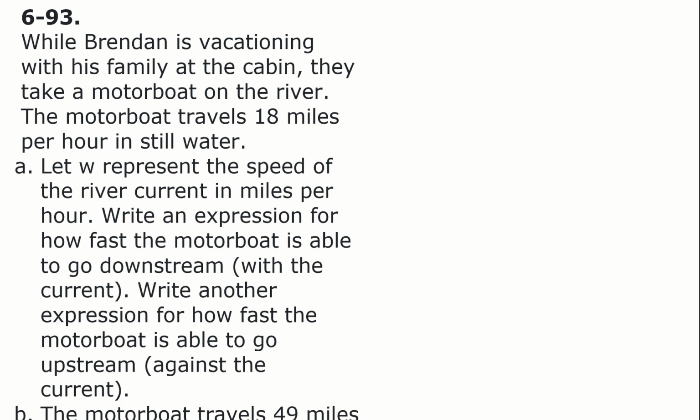So while Brendan is vacationing with his family at the cabin, they take a motorboat on the river. The motorboat travels 18 miles per hour in still water. So if they were in a pond, with no current, no flow, it could go 18 miles per hour. Okay. So it says let W represent the speed of the river current in miles per hour. That's not the speed of the boat. That's the speed of the river current in miles per hour. So let's at least highlight that let statement. Let W represent the speed of the river current in miles per hour.